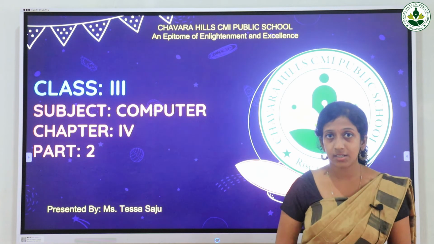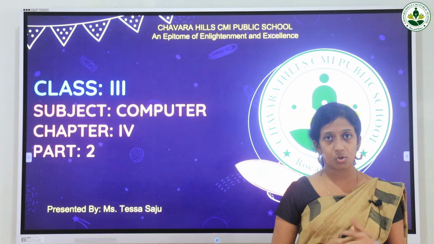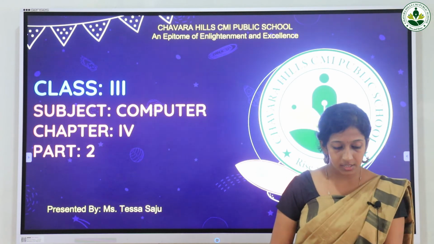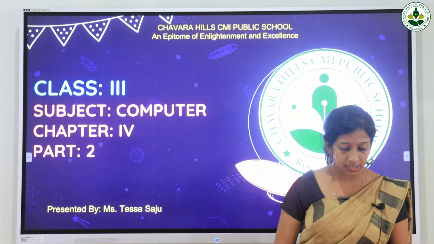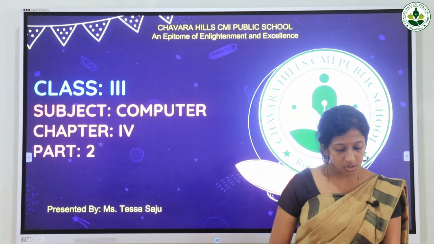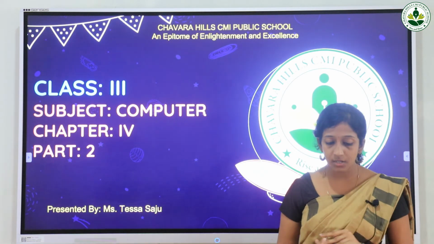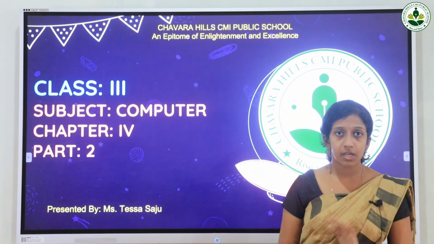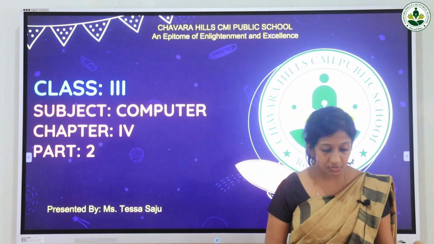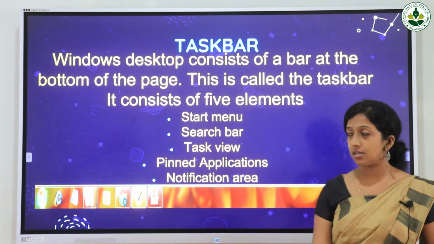So now we are in our second term and we are going to continue our chapter 4, that is more on Windows operating system. In the last part we learned about the desktop and what desktop icons are. Those are small picture-like icons that you can see when you switch on your computer. Next we learned how to add a shortcut on the desktop and how to change the background of a desktop. So this much portion we learned in the last part, and today we are going to learn about the taskbar.